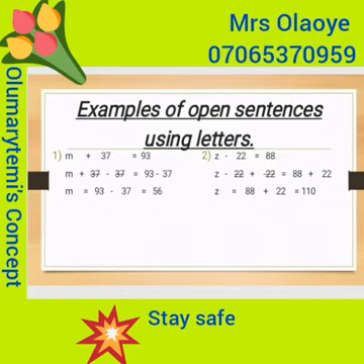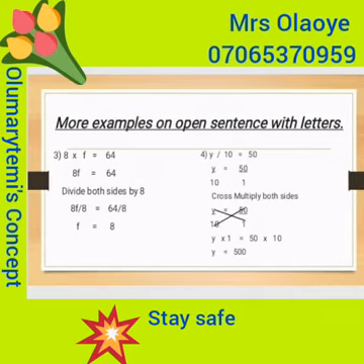110. Very simple. We're going on more examples, more examples on open sentence with letters. Question 3 says 8 times f equals 64. In open sentence, if you have multiplication, you can join your letter with your alphabet. If you have addition or subtraction, you can't join your letters together with your alphabet. Are you with me? It's only when you have multiplication that you can join them together.